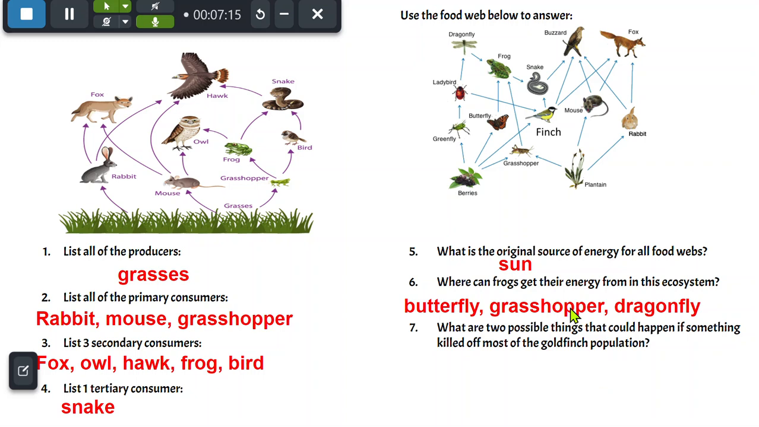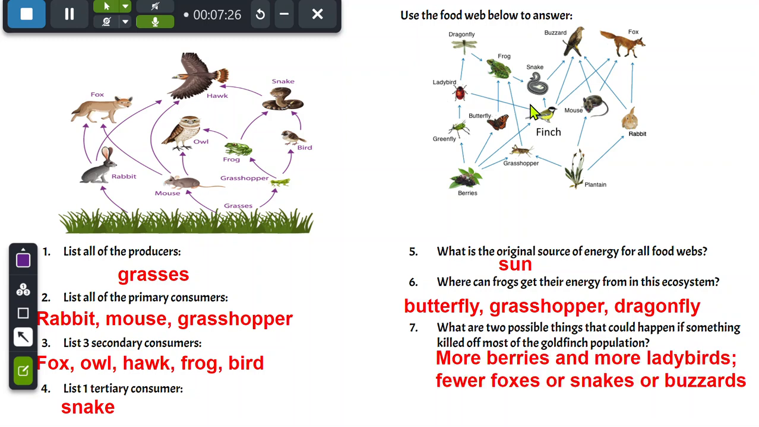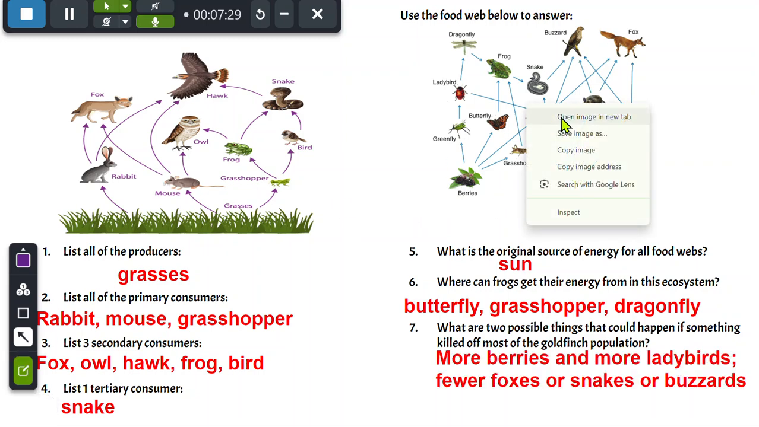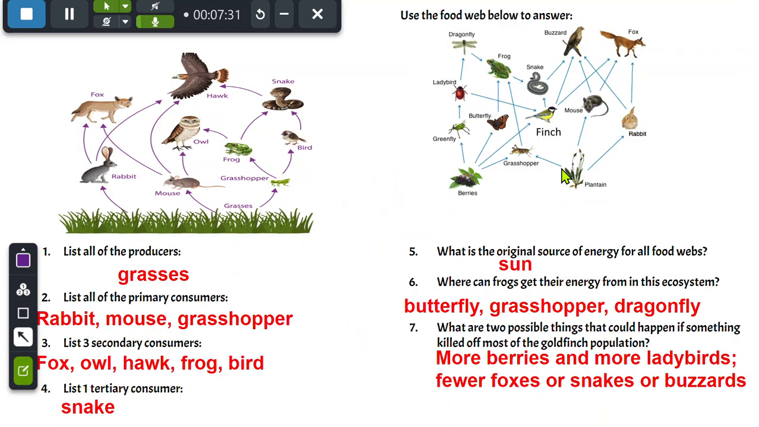All right, and then it says, what are 2 possible things that could happen if something killed off most of the goldfinch population? Right here, that's my goldfinch. Okay, so if we kind of put an X over here, and I can't really do that, but I'm going to try to have like a little arrow. Whoops, it's not letting me do that at all. Back up, just kidding. Okay, if I knock out my finches, you can see that I might have more berries because the finches aren't there to eat the berries, right? I might have ladybird beetles that are more plentiful. There are more ladybird beetles because the finches can't eat those as much.